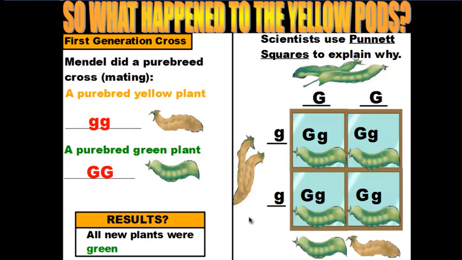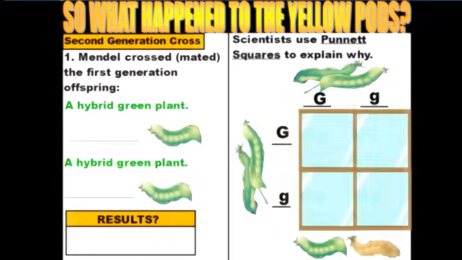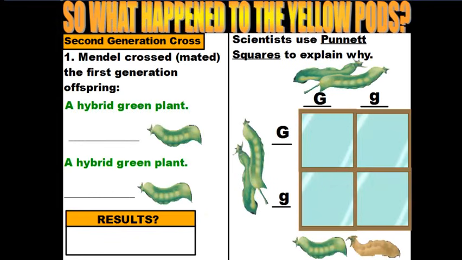So let's take a look and see what happens in the second generation to give us the results that we talked about earlier. As we said, Mendel took two of the offspring from the first generation and crossed them, or mated them. So the eggs were fertilized, and each plant was a hybrid plant, as we saw in the previous cross. This plant is going to be big G, little g. This plant is going to be big G, little g. So we'll set up our Punnett squares just like we did before. One parent on the top, one parent on the side, and each letter over a box. And then now we're going to fill out the Punnett square.